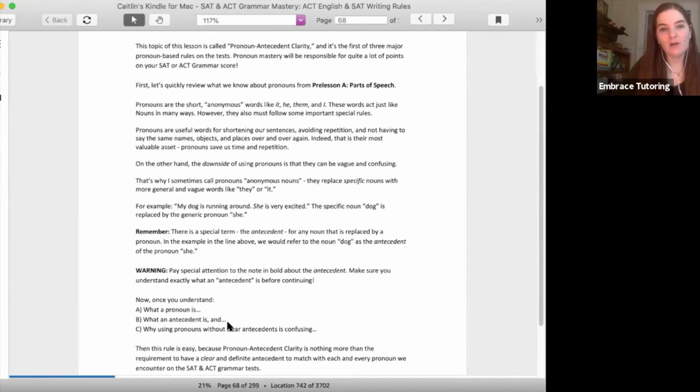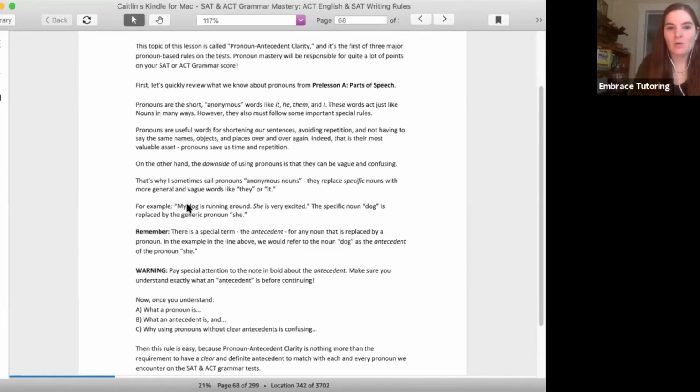So if we look at the example they give here, "My dog is running around. She is very excited." The specific noun dog is being replaced by the generic pronoun she, which is a subject pronoun, okay, because it's a pronoun that can take the place of a noun acting as the subject of the sentence. So here, she has the antecedent dog.